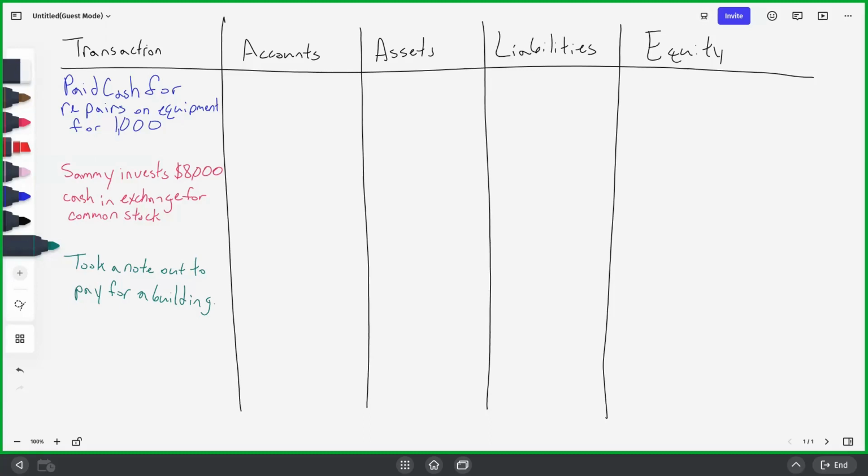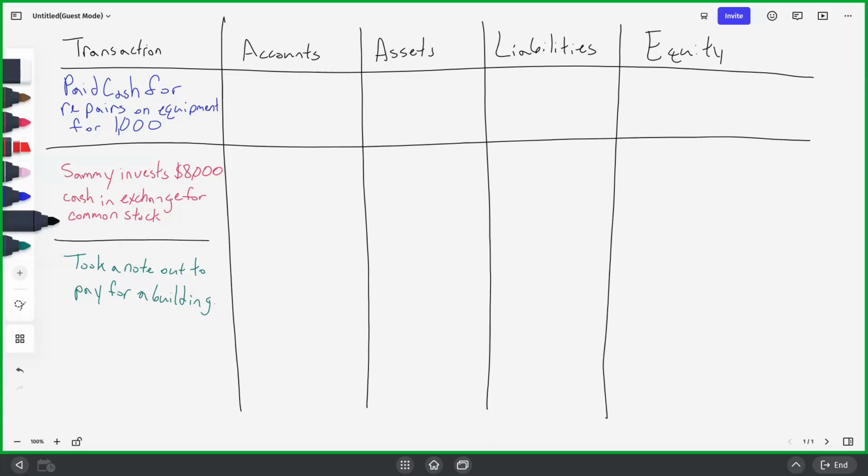So what you're doing is listing the accounts you're going to be using and then saying, are we increasing or decreasing assets, liabilities, and equity? So we'll run through one of them first, and then I'll put a new one down here. So we'll do the first one.